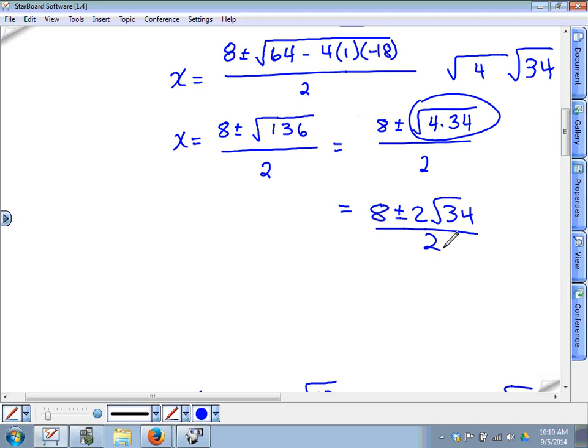Is 8 divisible by 2? Is 2 divisible by 2? Why am I saying divisible by 2? Because there's 2 down here. If both of these numbers are divisible by the same number down here, then you need to continue to simplify. There's different ways it could be done. Some instructors teach it differently. This is the way I found that you're going to make the fewest mistakes. Okay?